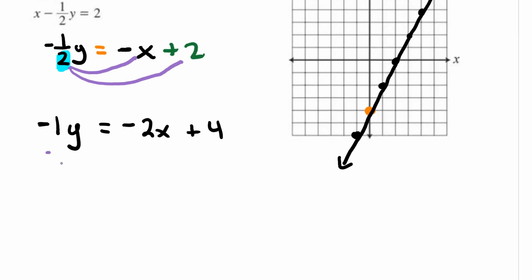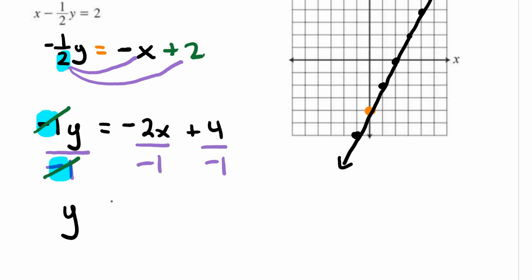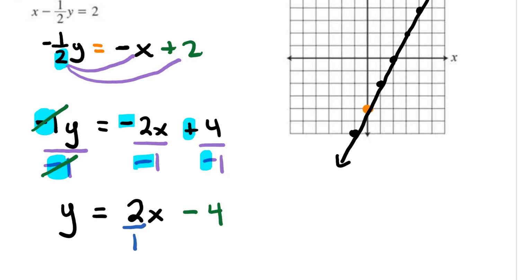And then from here, I just recommend that you divide each term by negative 1. And you'll notice that this negative 1 and that negative 1 will cancel off, giving you just a single y. And then I have a negative and a negative. That will make it positive, so positive 2x. And then we have a positive and negative there, so that would make it negative, so negative 4. And just to make things clear, I'll put this 2 over 1.